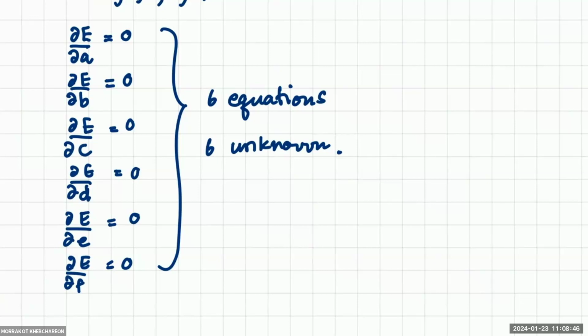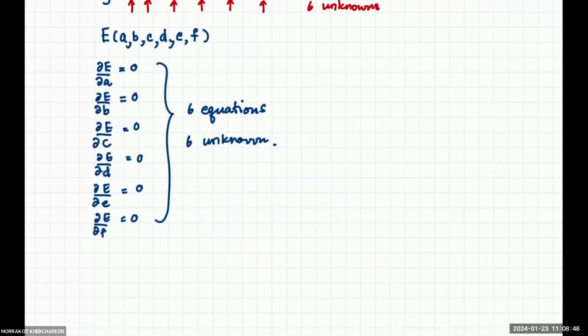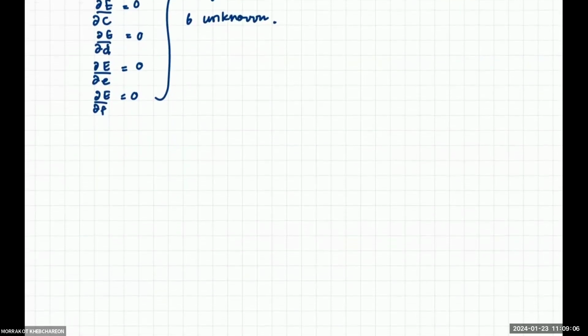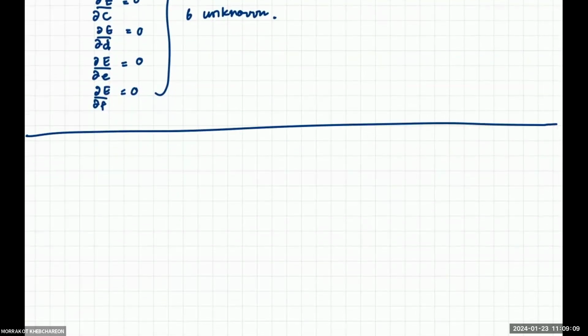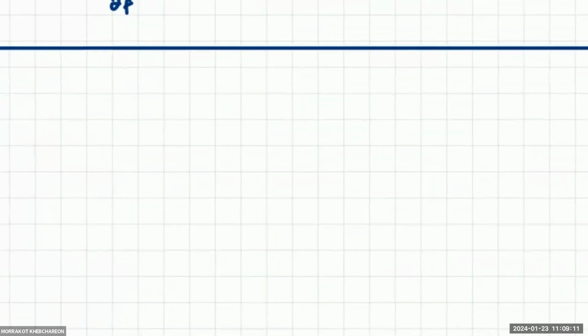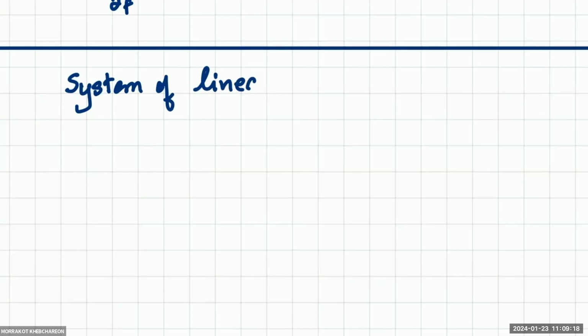So we will need to find tools. We need to find tools to solve for 6 equations and 6 unknowns. If we do it using the elimination method, it's going to take quite a long time. When I say 2 equations and 2 unknowns, let me write down a system of linear equations.